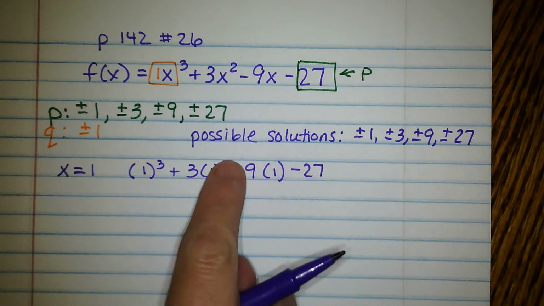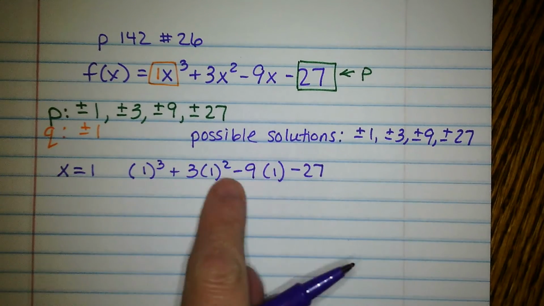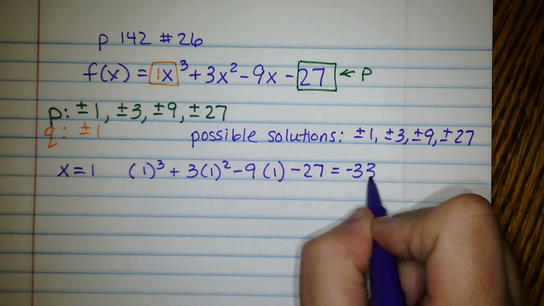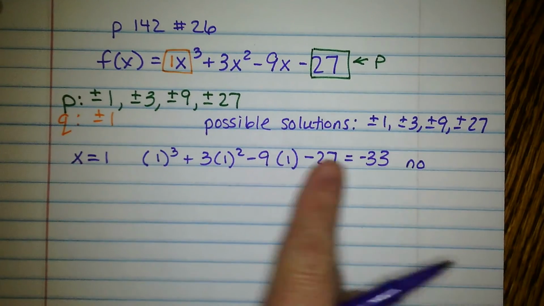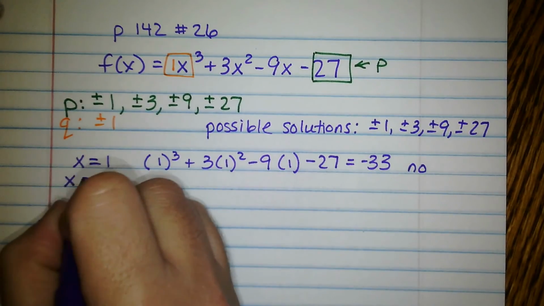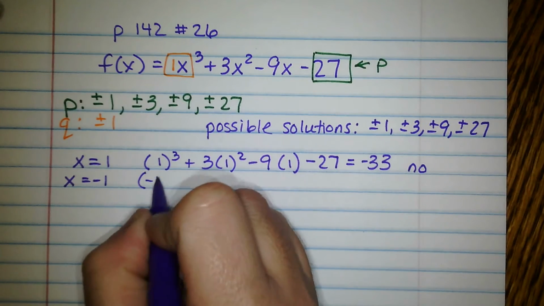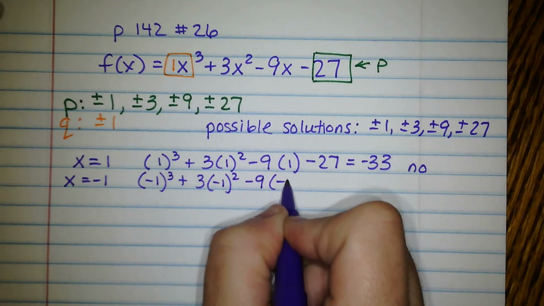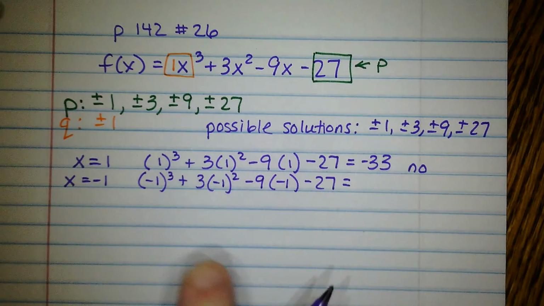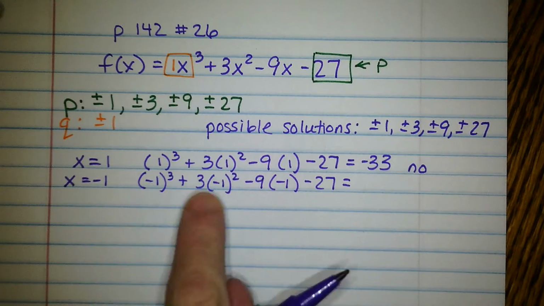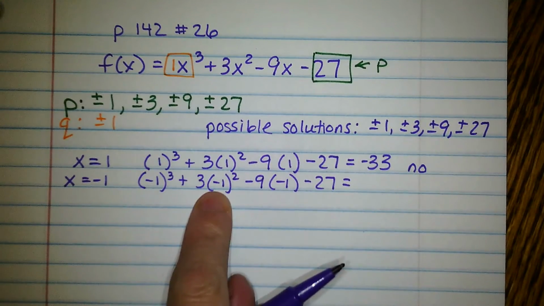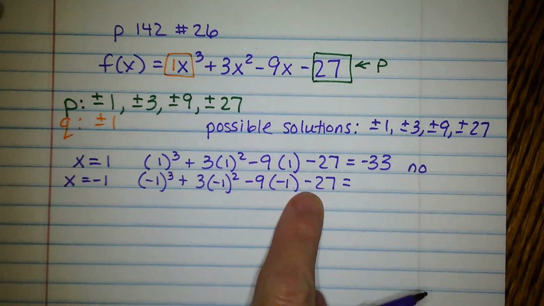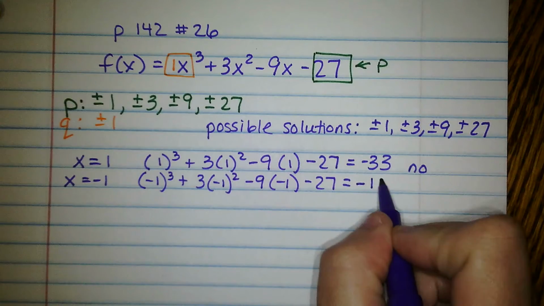This is 1. This is 1 times 3, so this is 4. Minus 9 is negative 5. And 27 would be negative 33. Nope. It'd be nice if one of them was x equals 1, wouldn't it? We could just stop right there. Maybe negative 1 will work. This is negative 1. And this is a 3. So it's going to give us 2. 2 and 9 is 11. And 11 minus 27 is a negative 16. Still no.